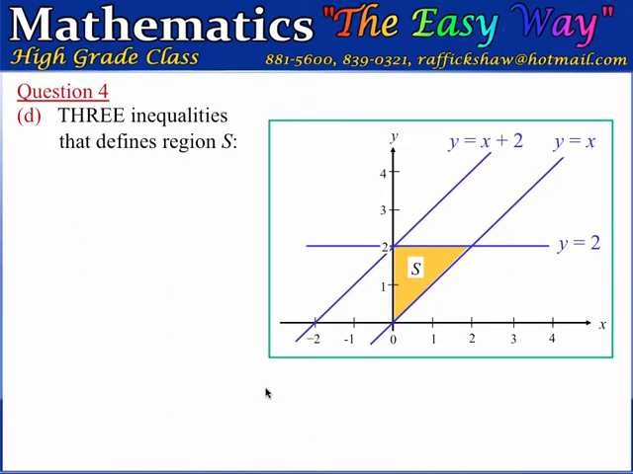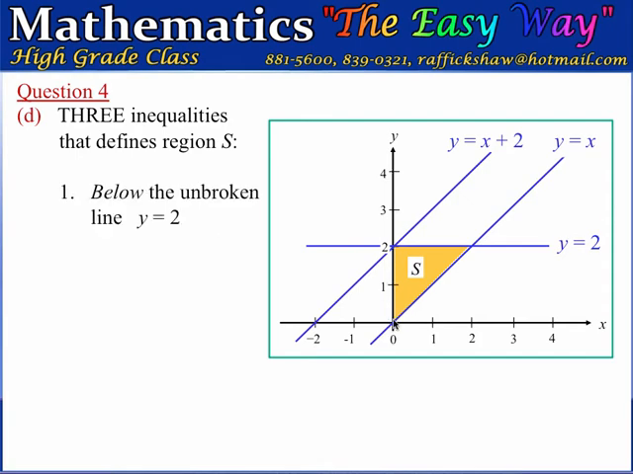Let's move down now to part D. Part D is asking us to state the 3 inequalities that define the shaded region S. What we have to do to define the shaded region is look at the lines that bound it, and we will describe the shaded region in terms of those lines. The 3 lines that are bounding the region are this line y = 2, this line y = x, and the y-axis, which is x = 0.